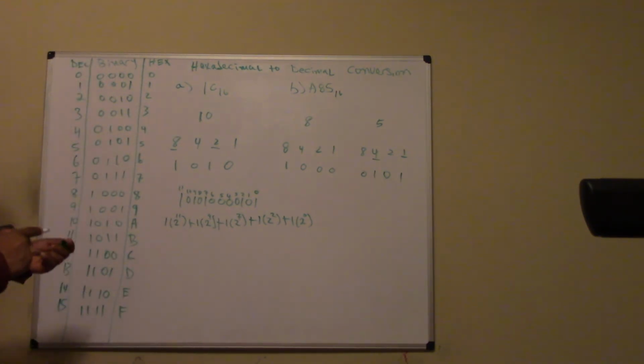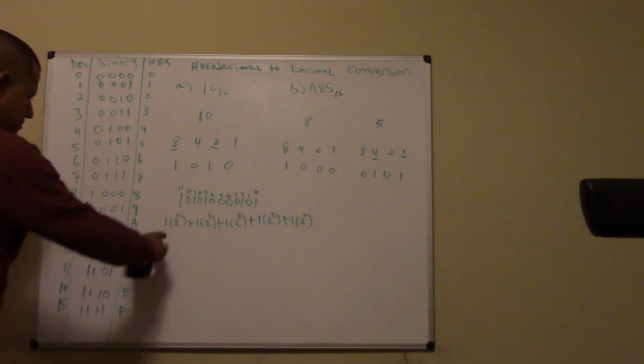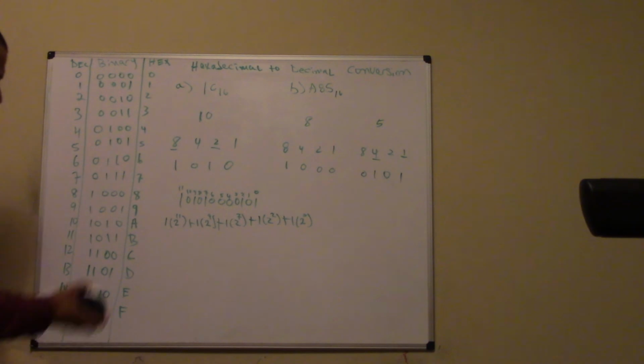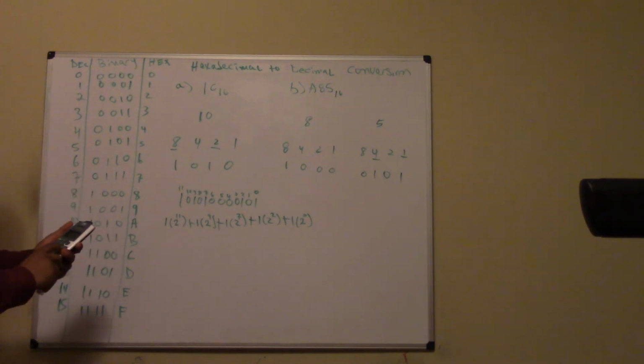Okay, now that I have this number, it's going to be some kind of big number, because remember I have some high powers here. I got 11. So let's do it with the calculator real quick. Okay, so 11. Okay, so 2 to the 11th power.